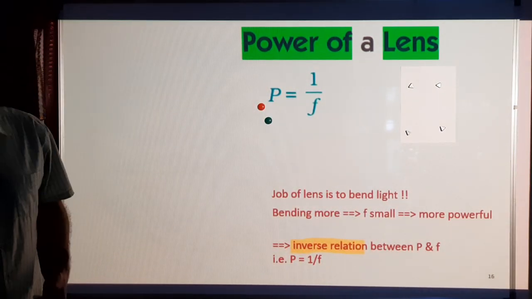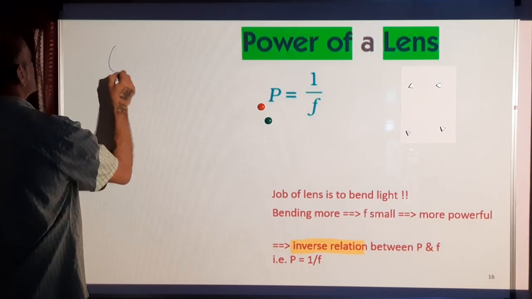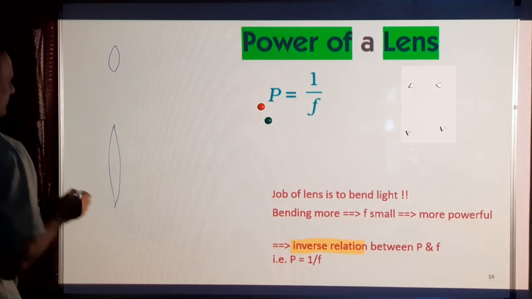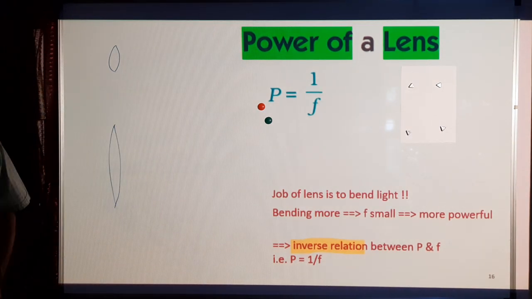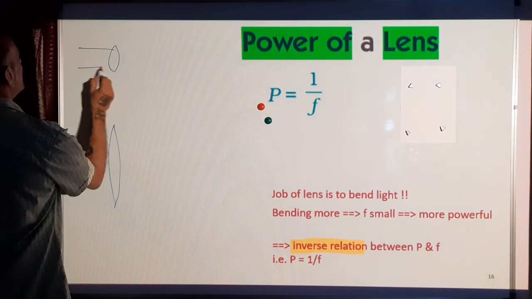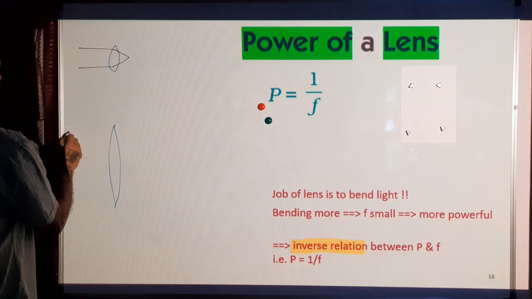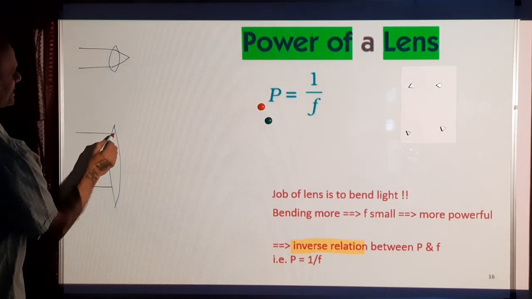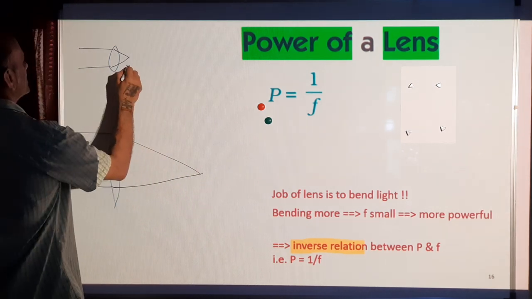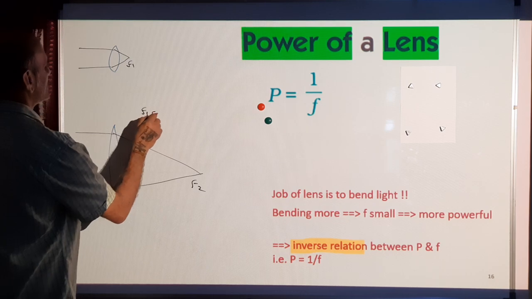Power of the lens means how powerful the lens is. Consider these two lenses. One is, say, a fat lens, another is a thin lens. To this lens, if we send a parallel beam, it will converge at a point here at focus. For this, if we send a parallel beam, here the amount of bending is less, so it will focus at a larger distance. So this is f1, this is f2. So f1 is less than f2.